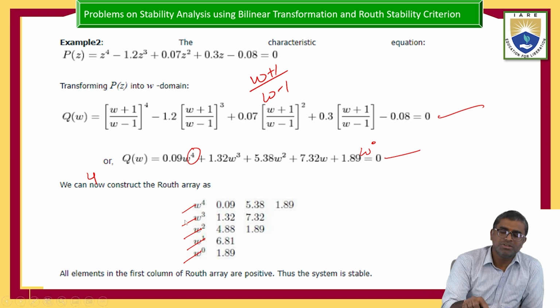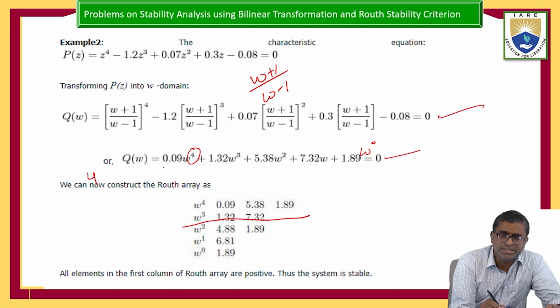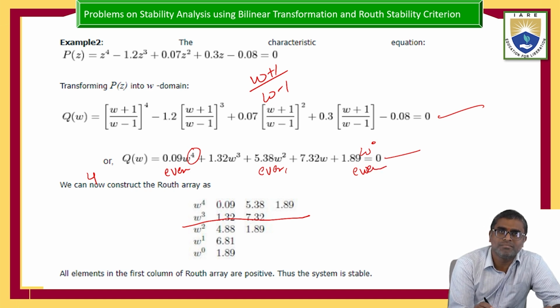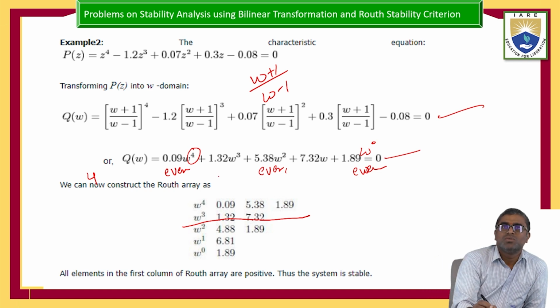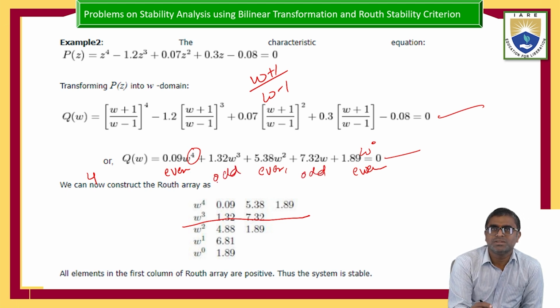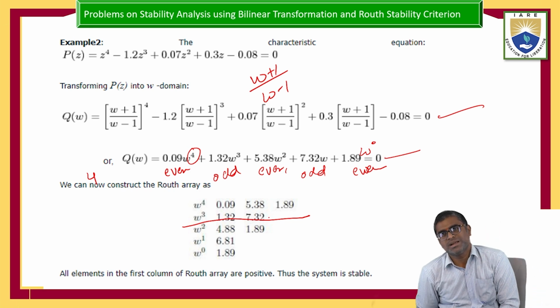After that, enter the values. Omega power 4 is an even power, so the row values are 0.09, 5.38 and 1.89. Completed. Next, omega 3 is an odd power, so the values are 1.32 and 7.32.